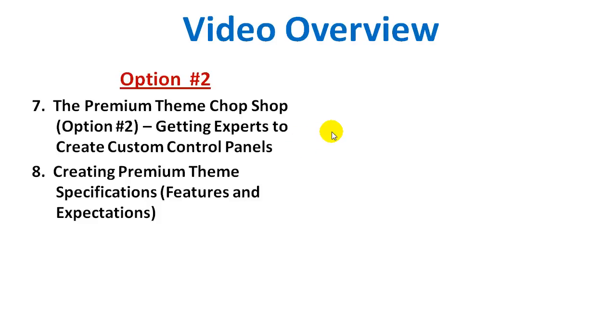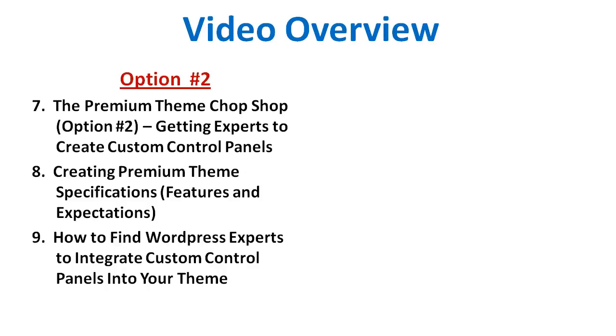Video number 8, I'm going to show you how to create premium theme specifications, basically the features and the expectations. So before you get something developed, you need to have an idea of, okay, in the layout itself, what should be the features? Should somebody be able to insert their logo here, or maybe their company name text? If they don't have a logo, they're going to have to enter the company text. Should there be a slider? Should there be a video? Basically, what kind of features do you want to add to your customer control panel?